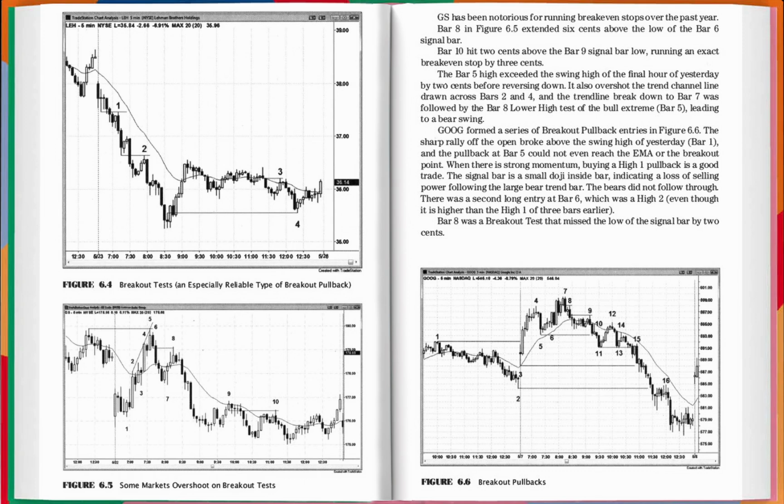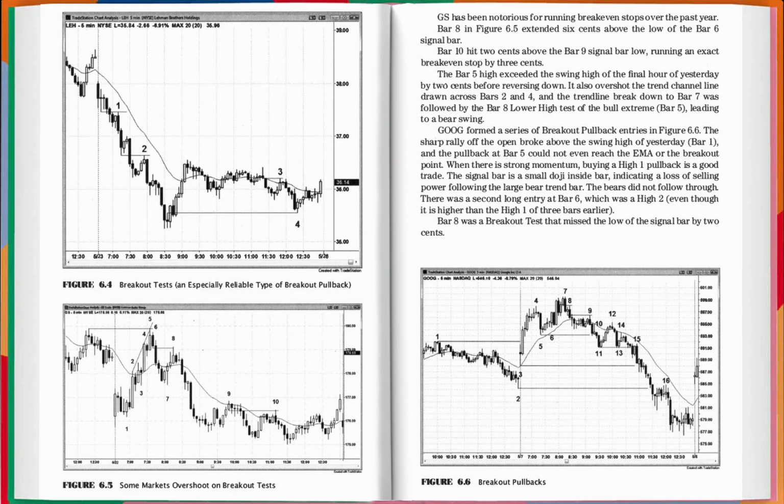Goog formed a series of breakout pullback entries in figure 6.6. The sharp rally off the open broke above the swing high of yesterday, bar 1, and the pullback at bar 5 could not even reach the EMA or the breakout point. And there is strong momentum. Buying a high 1 pullback is a good trade.